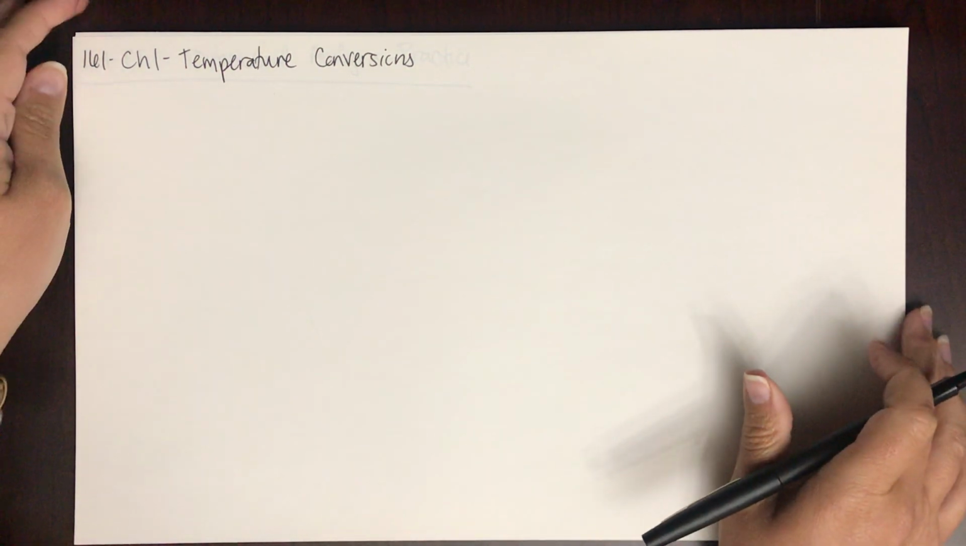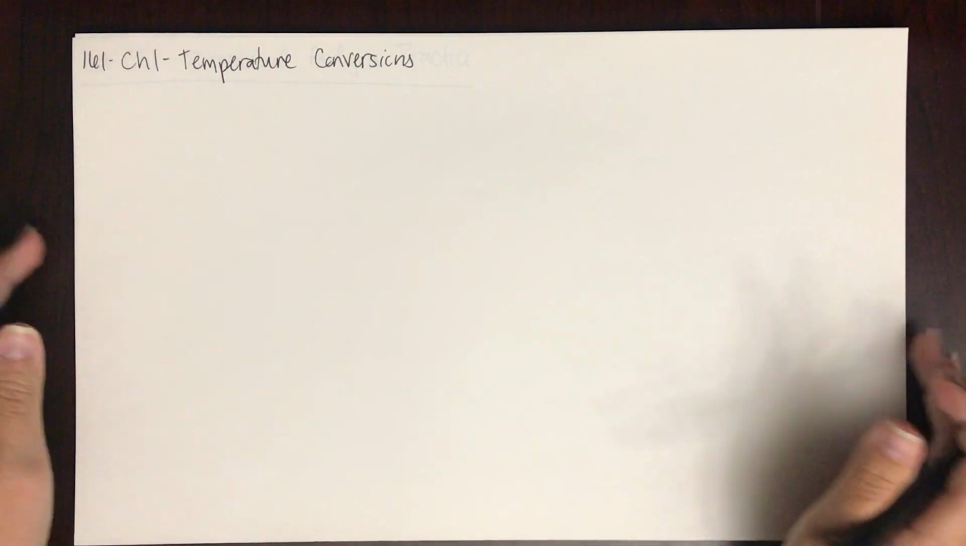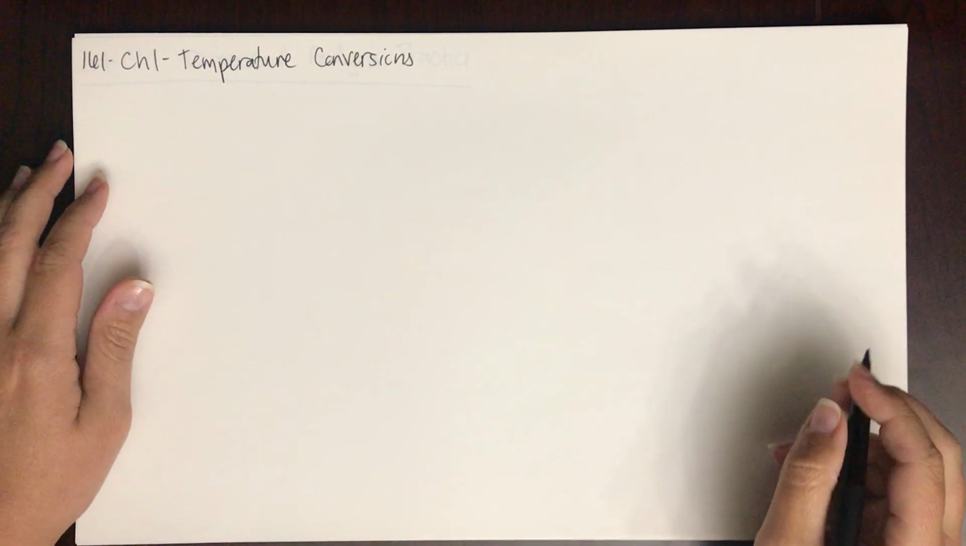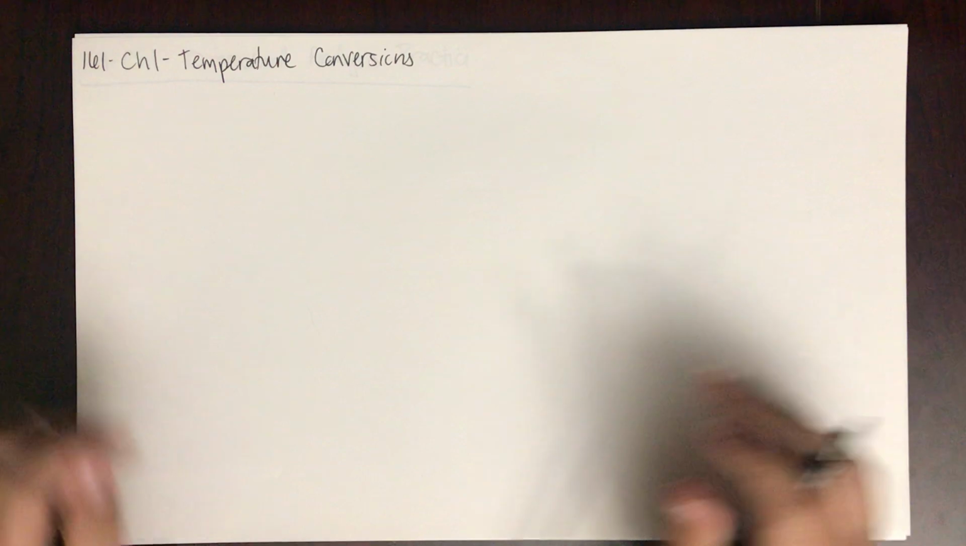Okay, let's do some examples of temperature conversions. So we said that there are 3 different units for temperatures, and the one that we commonly use in chemistry is Kelvin. The other ones that we use are Celsius and Fahrenheit. So I'm going to walk us through how we would convert between those different temperatures.